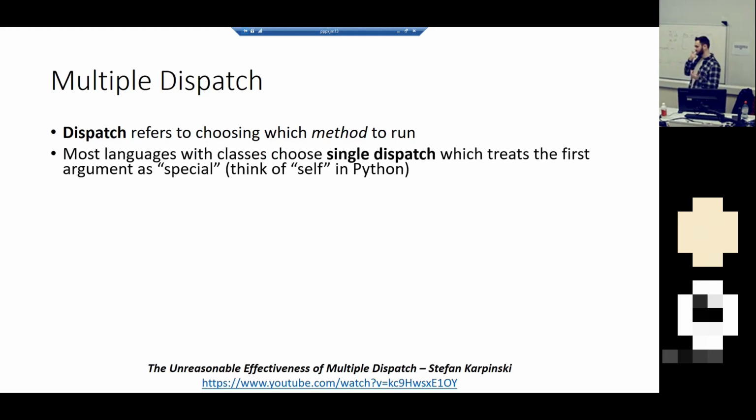Most languages use single dispatch. For example, if you're writing a class in Python, you'll have the first argument be self, and then you'll refer to self to access all of the values stored in that class. That's called single dispatch. All of your functions live with the single type.